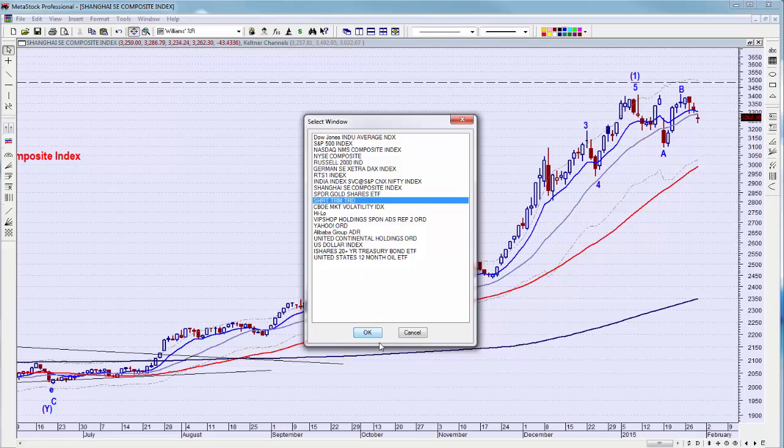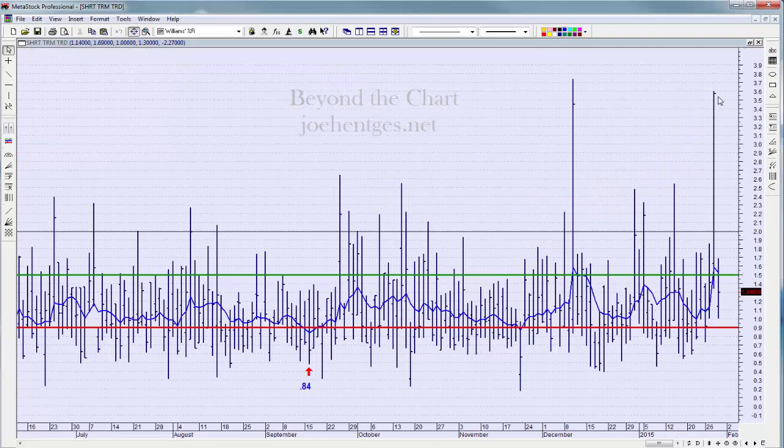Let's take a look at the short-term trading index. Yesterday we had this extreme close up here, okay? Sometimes when you get that extreme close, that's a bottom. Sometimes it's an indication of a new direction pushing off. So we'll see. It was the highest individual day reading, I think.